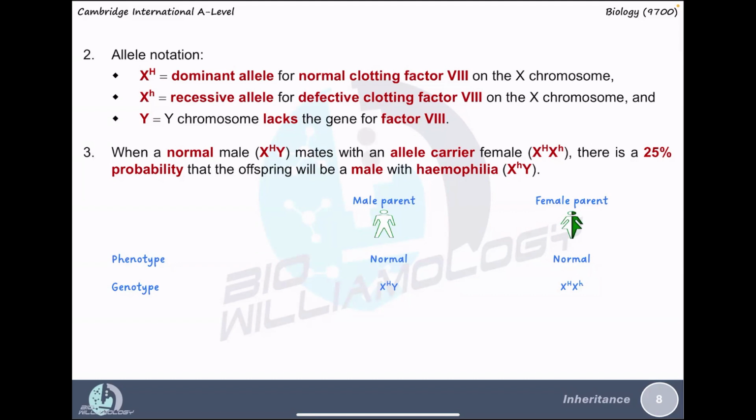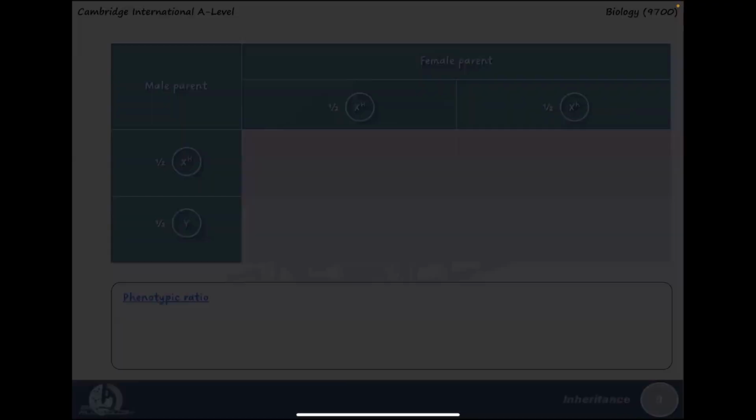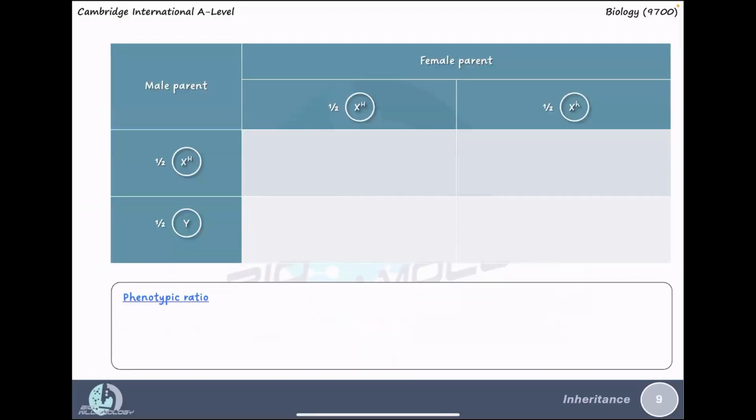For the male, normal, with the dominant allele on the X chromosome, and the female heterozygous. In this case, the gametes produced by the male parent will be the normal H allele, the dominant H allele on the X chromosome, and the Y chromosome without any H allele. For the female parent, because she is heterozygous, you can see that 50% of gametes carry the dominant allele on the X chromosome, and another 50% carry the recessive allele on the X chromosome. So let us look at the probability.